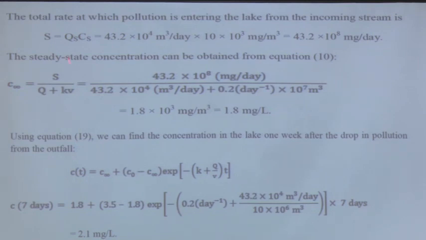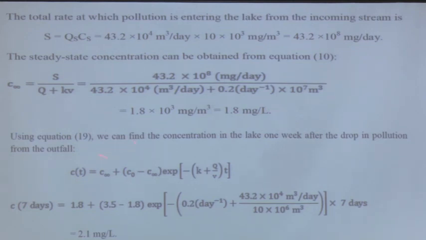The steady state concentration can be obtained from equation 10, that is C infinity is equal to S by Q plus Kv, because I have to know what the steady state concentration is. By putting in this value, I get a value of 1.8 mg per liter. Please practice all this.